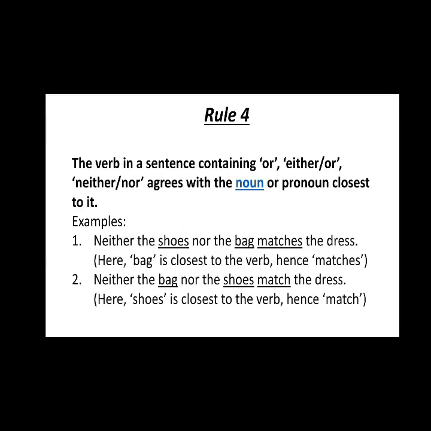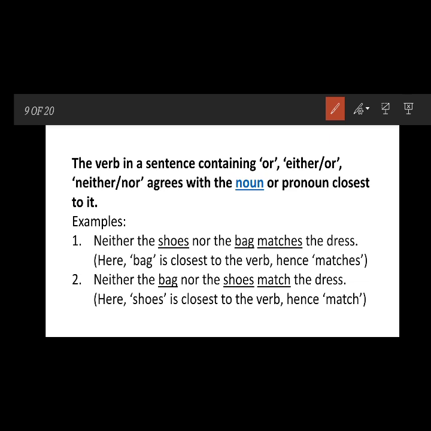So here is rule 4. The verb in a sentence containing or, either or, neither nor agrees with the noun or pronoun closest to it. Sometimes there are two subjects, two nouns. So what will we do? The closest subject will be addressed by the verb. For example, neither the shoes nor the bag matches the dress. Why do we use matches? Because here the bag is the closest subject to the verb. Bag is singular, so the verb will be singular. But in neither the bag nor the shoes match the dress, here the shoes is the closest one.